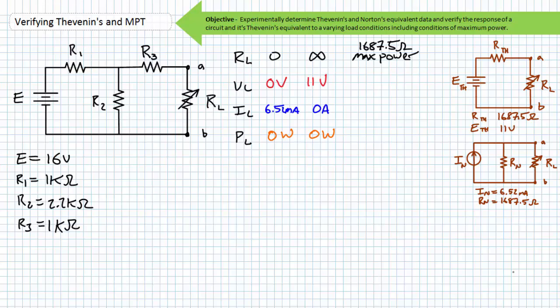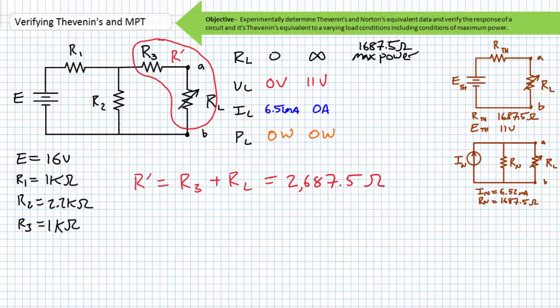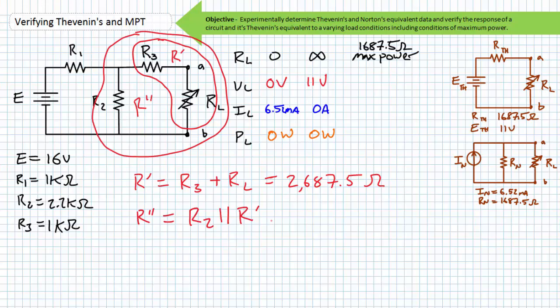Part 3. At conditions of maximum power, the load resistor assumes the value of the Thevenin's or Norton's equivalent resistance of 1,687.5 ohms. Using the original circuit, the variable load resistor is replaced with a 1,687.5 ohm resistor. The load resistor is in series with R3, a simplification I'll call R'. The R' branch containing the load resistor therefore has a resistance of 2,687.5 ohms. This R' branch is in parallel with R2, a simplification I'll call R".